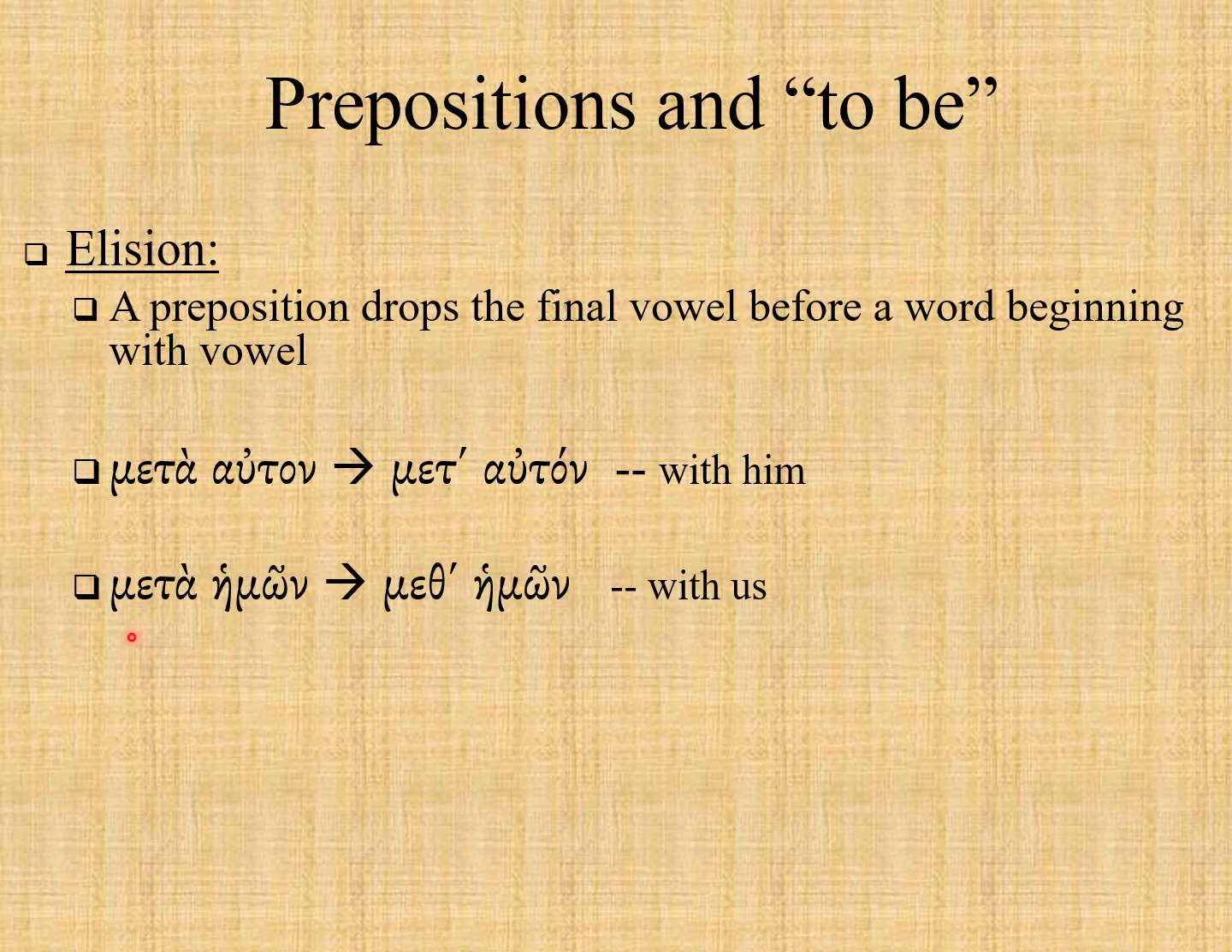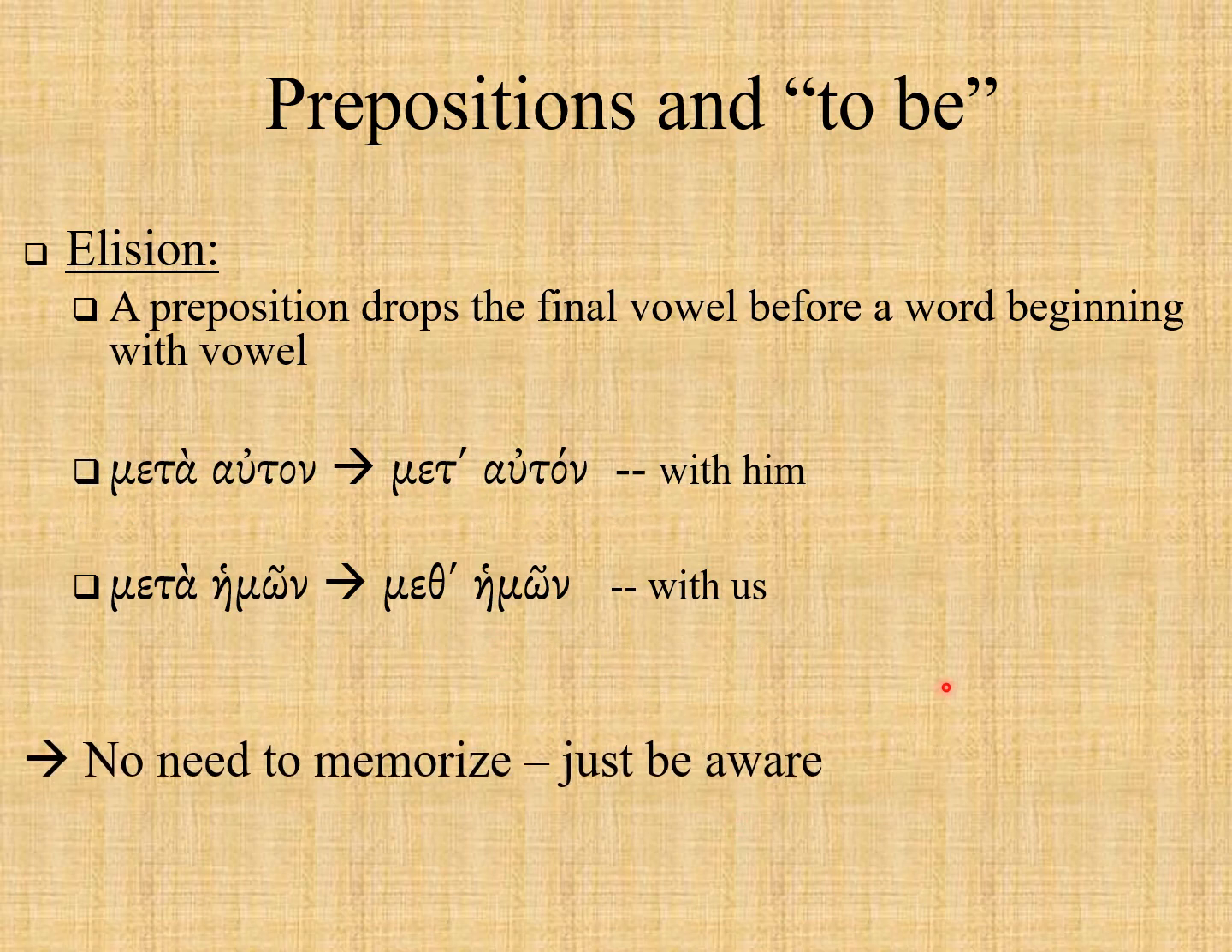Then we have another example, the same preposition meta, when it's followed by a vowel that has a rough breathing mark. So you can see that it's not meta or met', but meth'. Hemon is us or we. So meth' hemon, with us. This is just to be aware of, no need to memorize, but just to be conscious of the little changes. It's somewhat similar to what we have in English when we say I do not, or we would say I don't. It has some similarities.